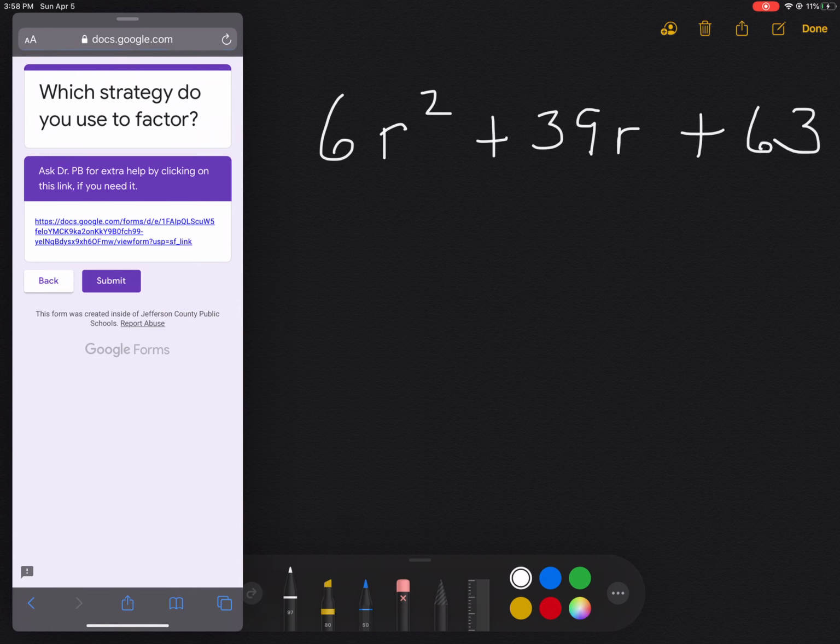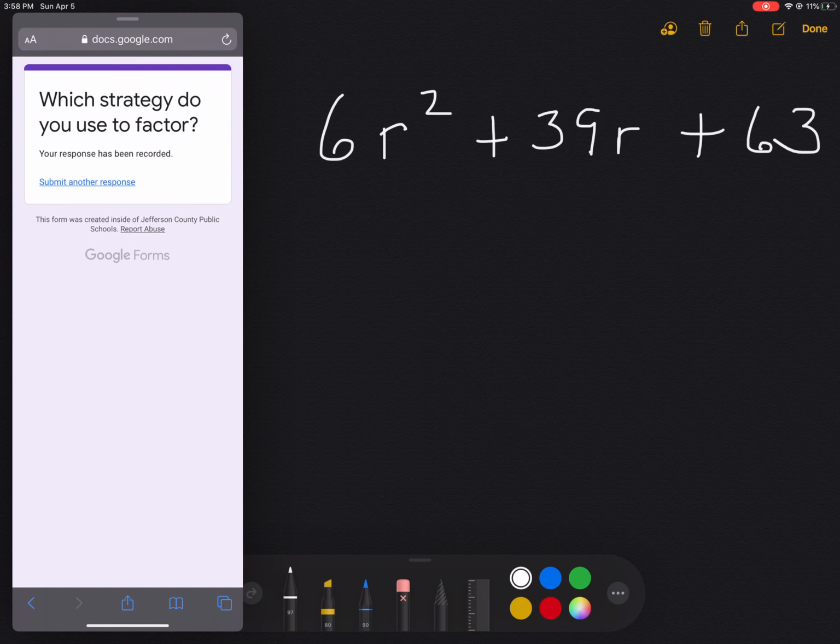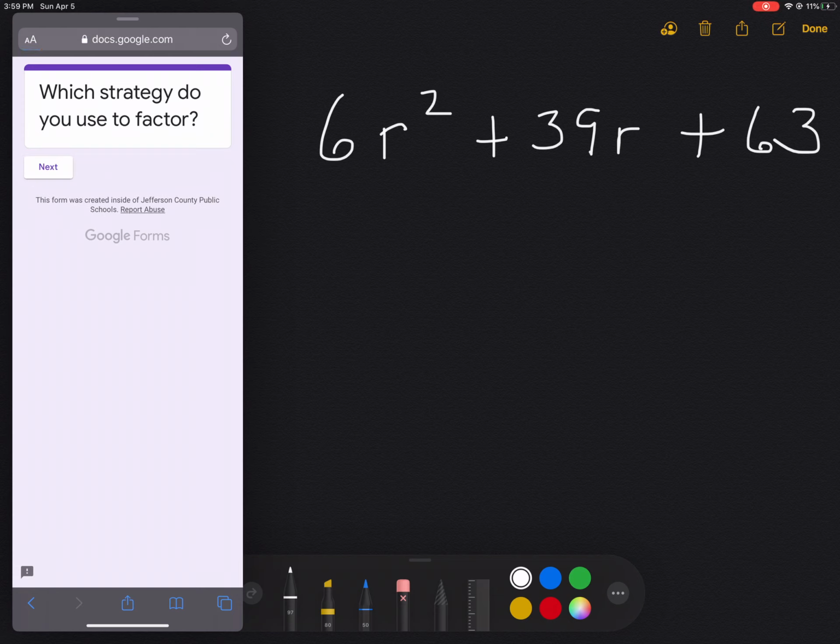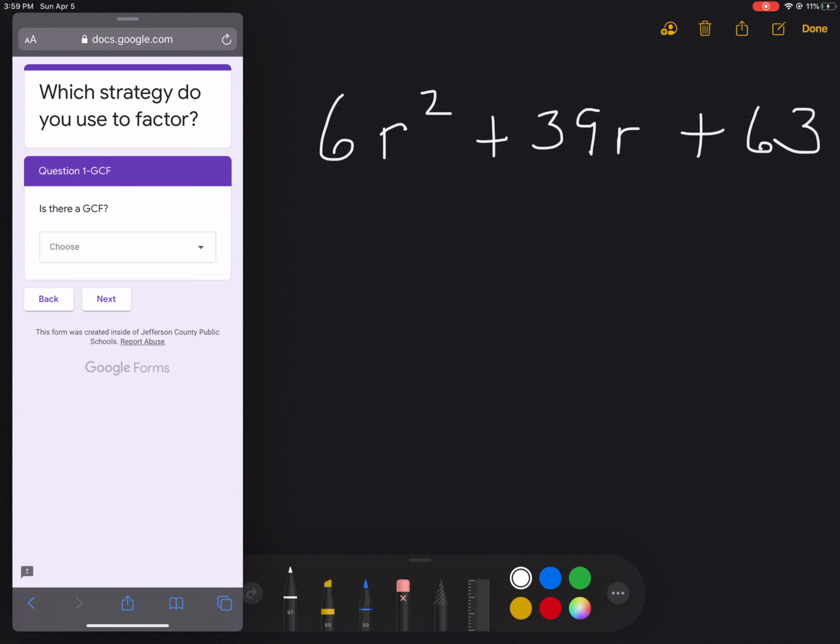There is a link to sign up for extra help if you need it at the end. If you don't need to sign up for that, simply click submit. And it takes you back to the beginning so that you can submit another response, which means you can start over again using this form. And once again, it will take you back to the beginning, so you need to just click next. And it's going to ask you that first question again, is there a GCF?